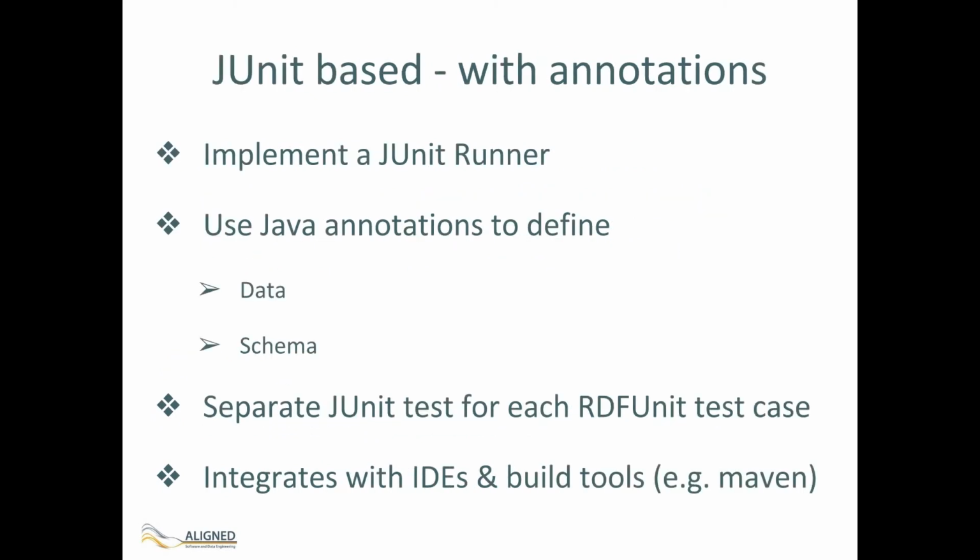For the first approach, with JUnit annotations, we implement a JUnit runner, and we use custom Java annotations to define the data we want to test and the schema we want to test it against. For every RDF-Unit test case, we create a separate JUnit test that verifies the data violations we want to check. The good thing with this approach is that since JUnit is a very popular framework, our approach integrates with most popular IDEs and build systems like Maven and so on.